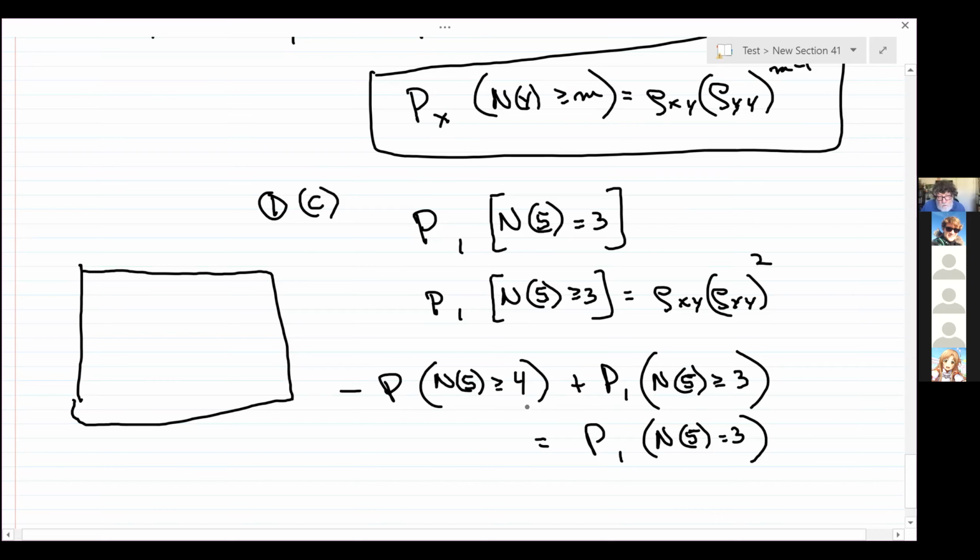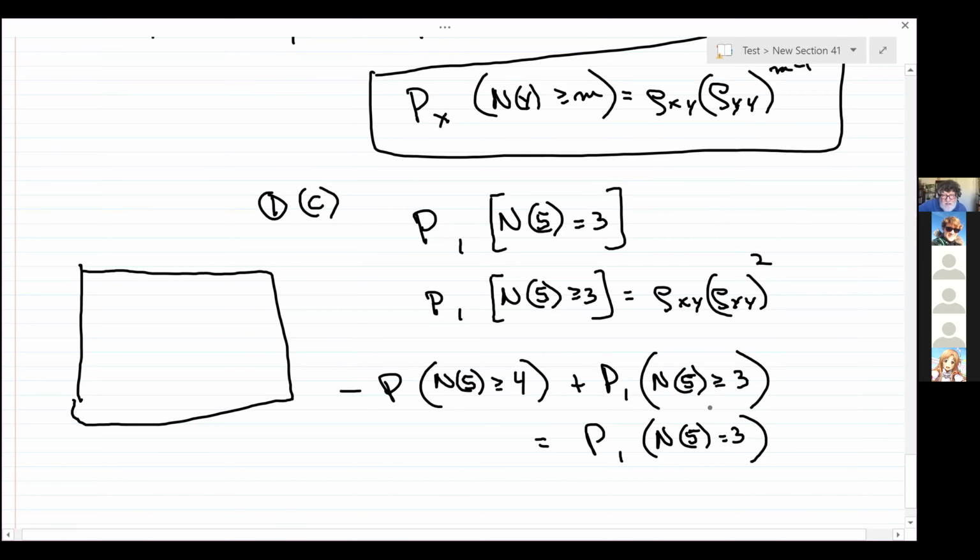Okay, so which set is bigger? This set is bigger. Because if you visit 5 3 or more times, that includes 3, 4, 5, 6, all those number of times. If you visit 5 4 or more times, that includes just 4, 5, 6, 7. That's it. So everything in here is a subset of this. So this set is bigger than that. So if you take this set minus that, you'll get the right thing.